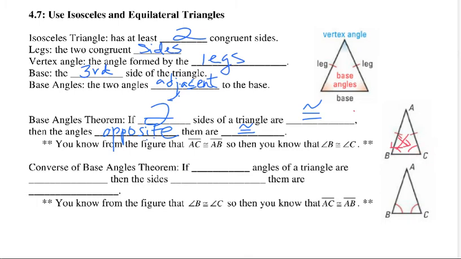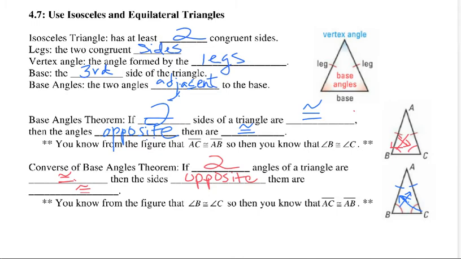With the converse theorem, we start with the fact that if we know that two angles of a triangle are congruent, then the sides opposite them are congruent. In our picture over here on the right, we start with the angles being congruent, so then we know that AB will be congruent to AC.